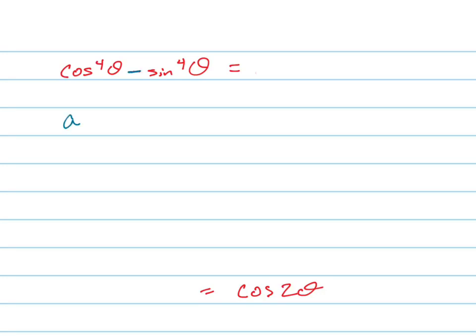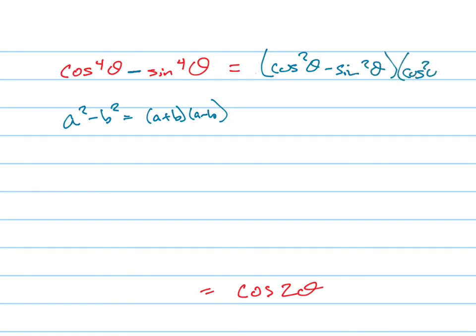squares. So you remember how a squared minus b squared equals a plus b, a minus b? Yeah. So I think to myself, well, it's cosine squared theta minus sine squared theta times cosine squared theta plus sine squared theta. That equals 1, right? Because that's the trig identity, or the Pythagorean identity.